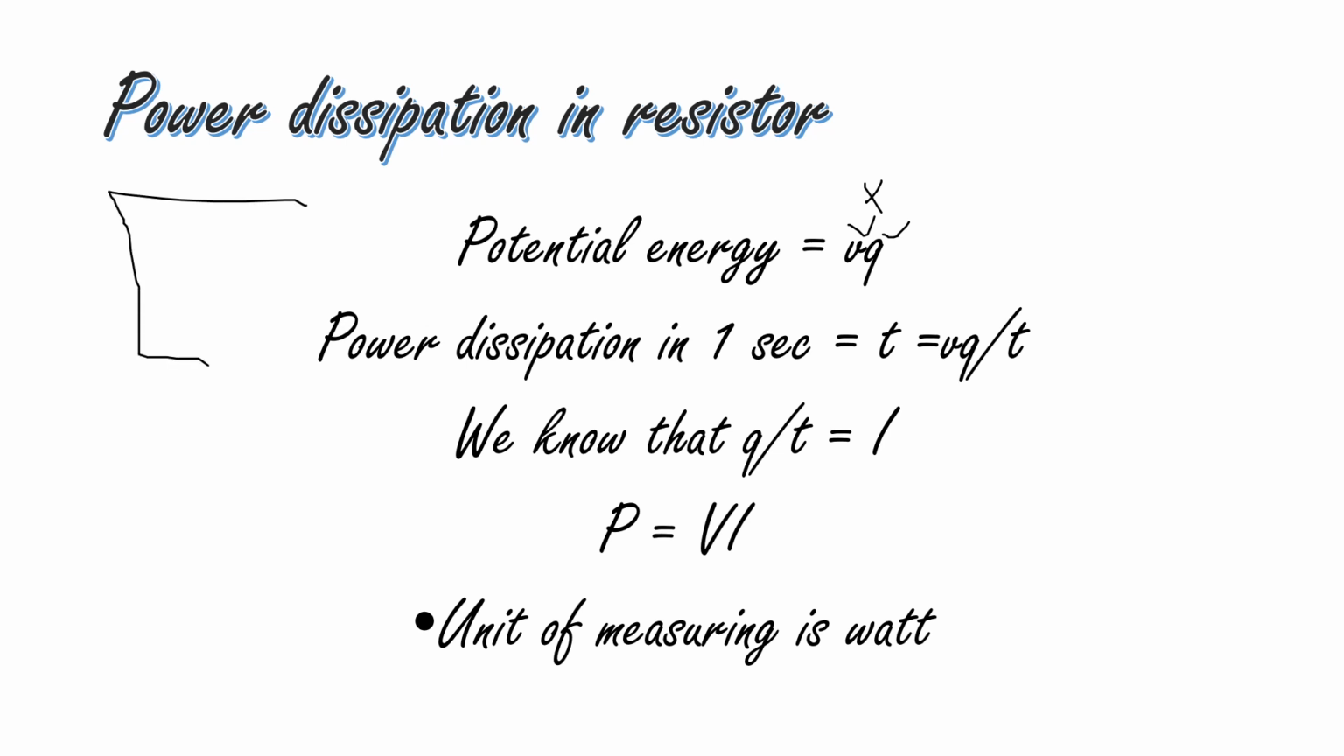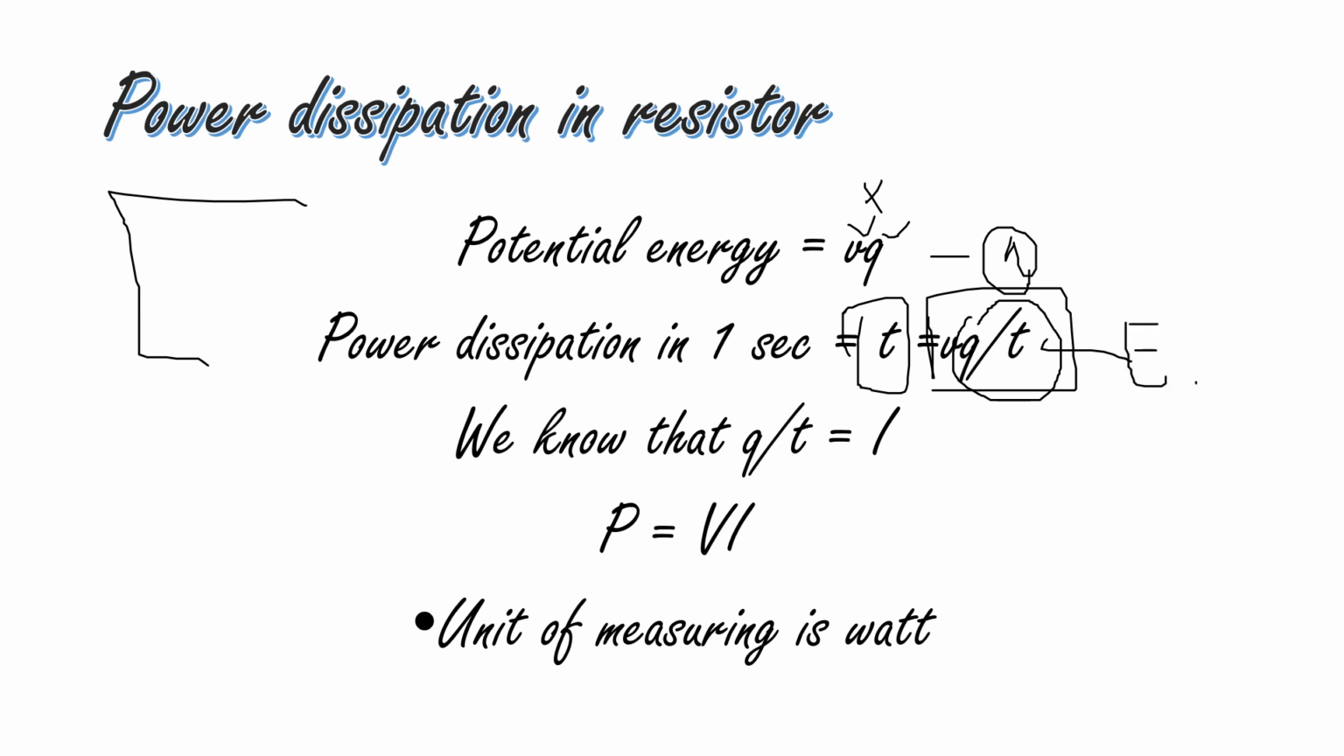And power dissipation in 1 second is known as the measurement. The power dissipation in 1 second is given by P equal to U by T, and when we equate these both equations, it will be a new equation like this. Now we know that here Q per T is equal to the electric current, so we'll write it in the form of I. So here the equation will be something like this: P is equal to V times I, where P shows the power dissipation. Power dissipation is equal to the product of the potential difference and the electric current.